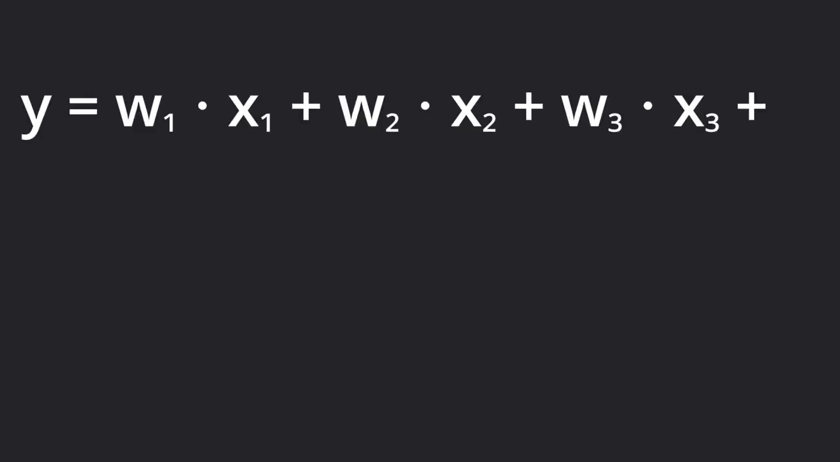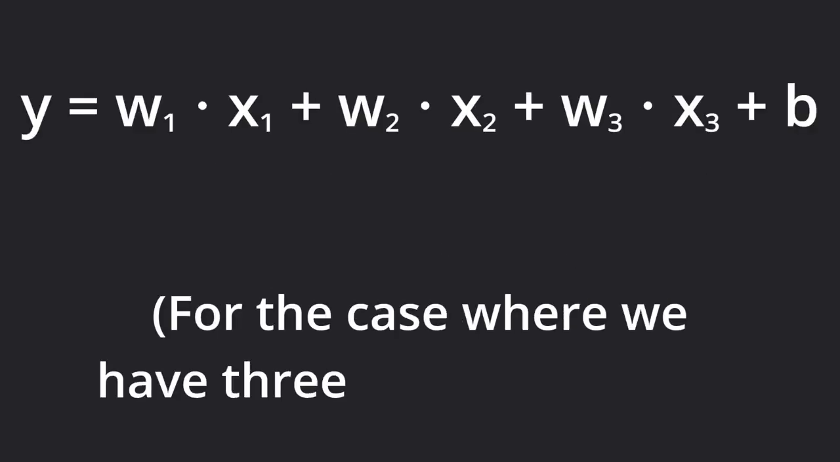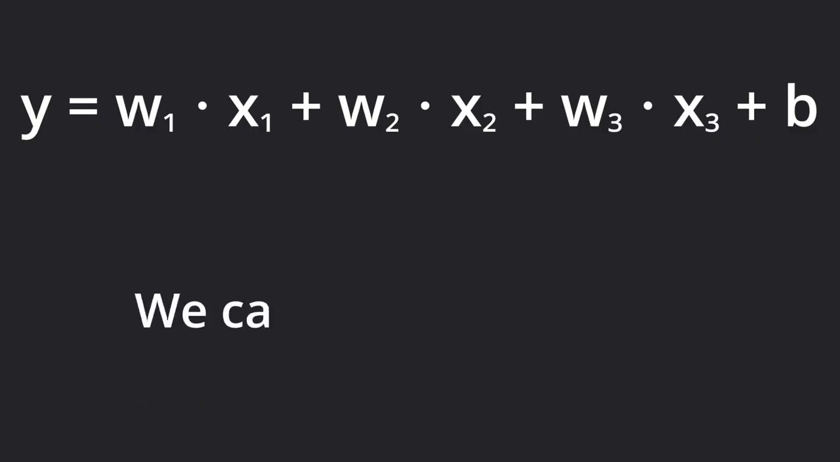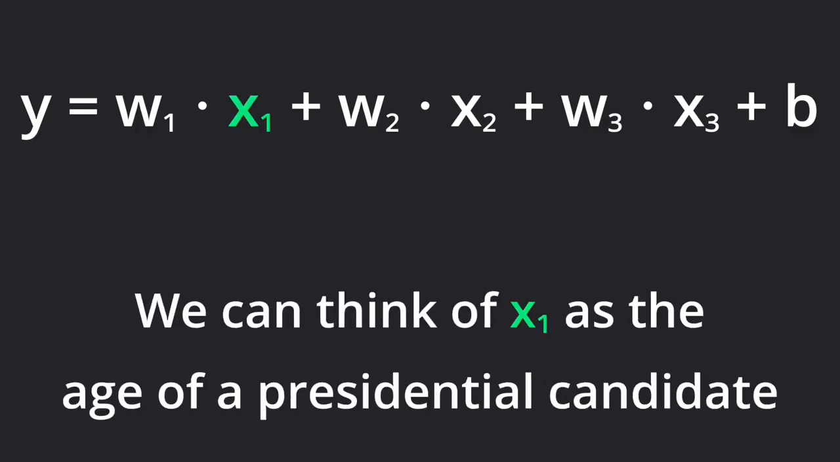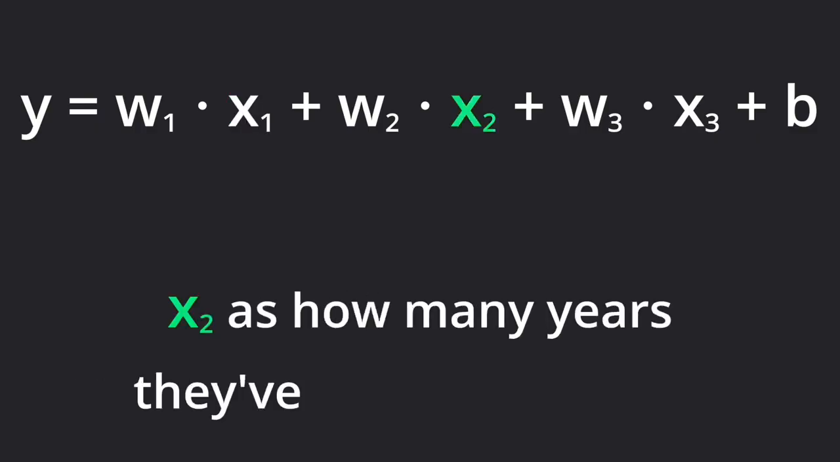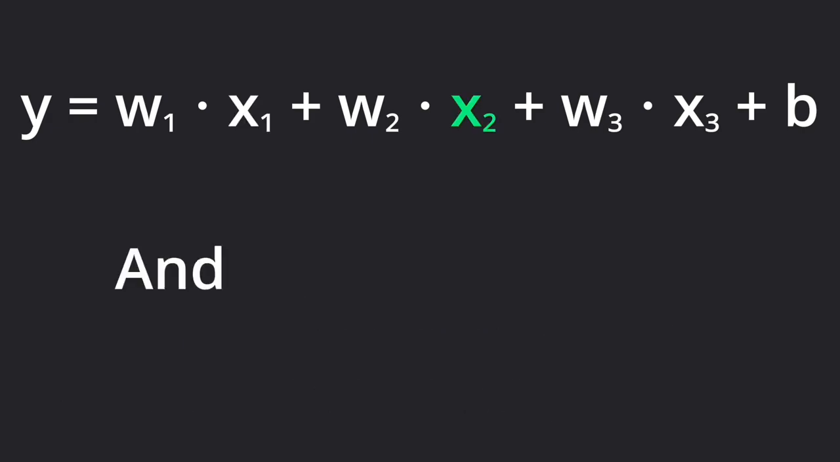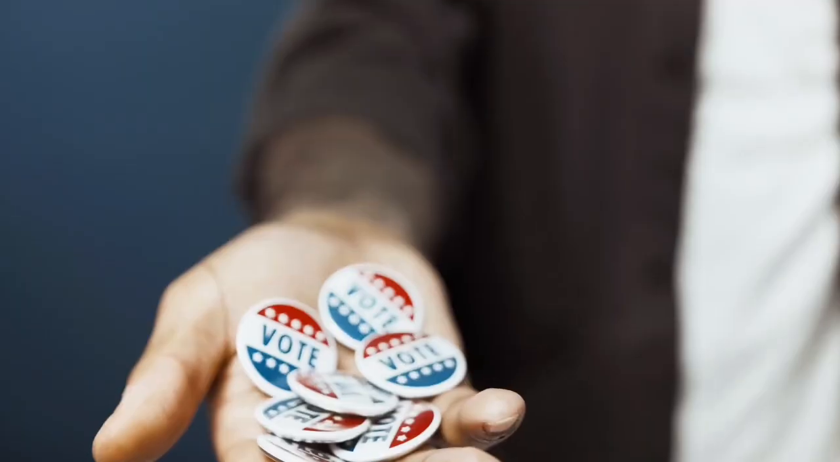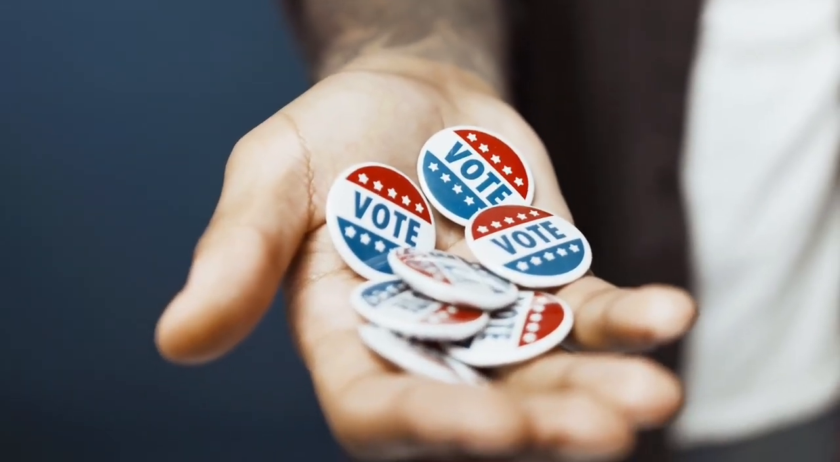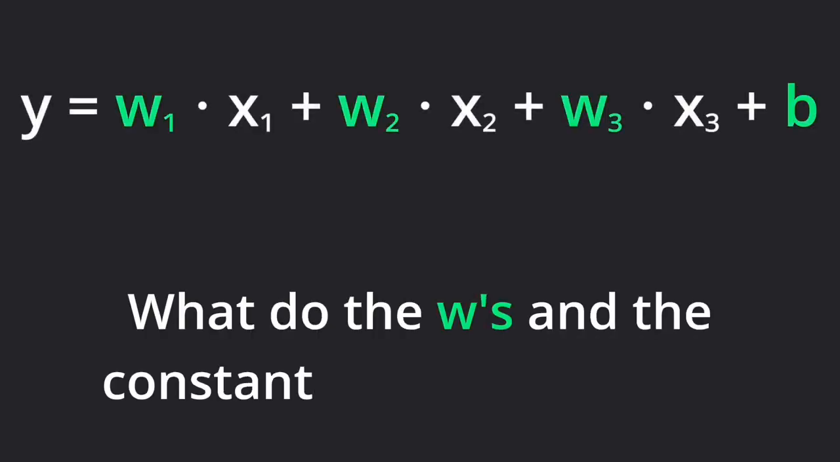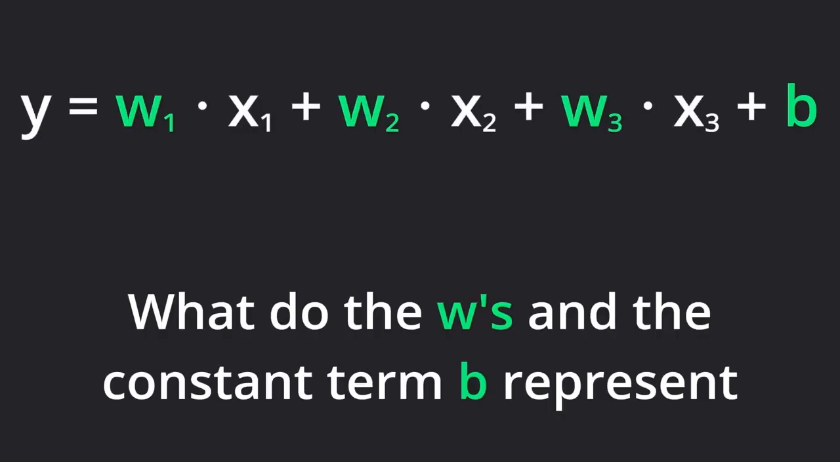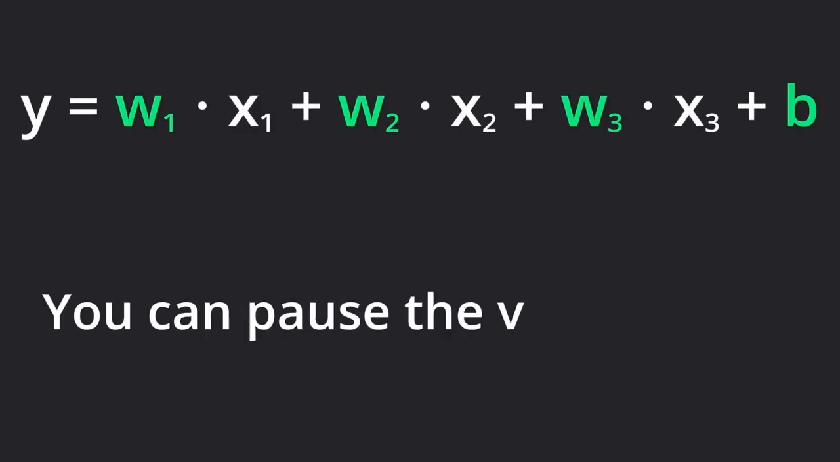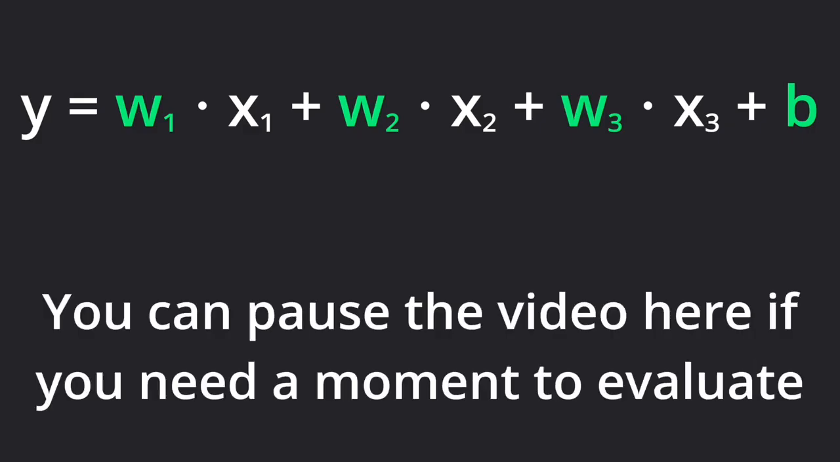Here's the main equation for linear regression for the case where we have three input attributes. We can think of x1 as the age of a presidential candidate, x2 is how many years they've served in politics, and x3 is how many laws they successfully created. We can think of y as the predicted number of votes a candidate will receive. What do the w's and the constant term b represent in linear regression? You can pause the video here if you need a moment to evaluate.